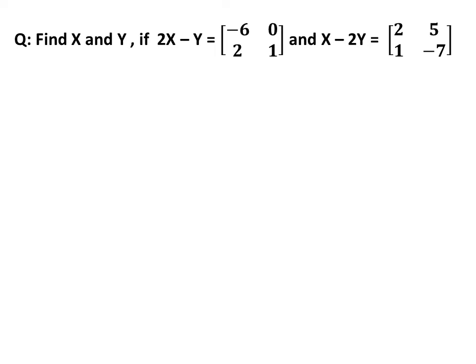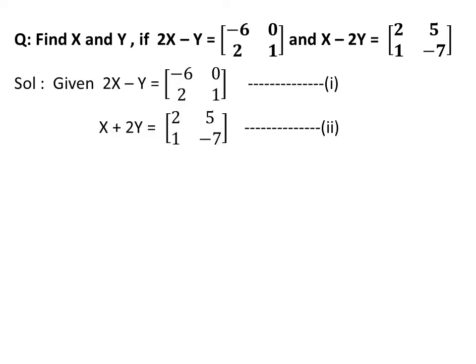Moving to the next question. In this question, two matrix equations are given to us. We have to find matrix X and Y. First equation is 2X minus Y equals to a matrix with elements minus 6, 0, 2 and 1. And second is X plus 2Y equals to a matrix with elements 2, 5, 1 and minus 7. Mark these equations as number 1 and number 2.